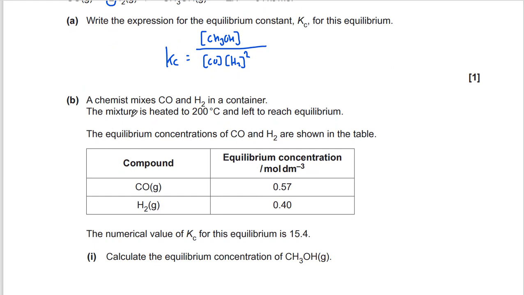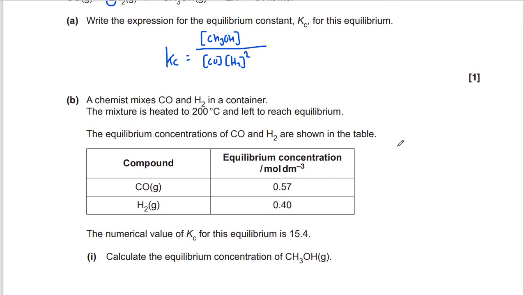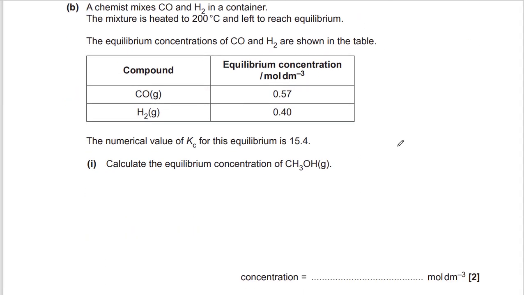So mix them together, gives you equilibrium concentrations of carbon monoxide and H2. They tell you what the value of Kc is, and they want you to work out the equilibrium concentration of CH3OH. So all this now is doing, for 2 marks, plug your numbers in. 15.4, okay, is Kc. That equals the concentration of CH3OH, which is unknown. Divide that by 0.57, which is carbon monoxide, multiplied 0.4 squared for hydrogen.